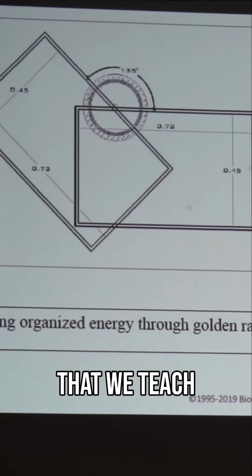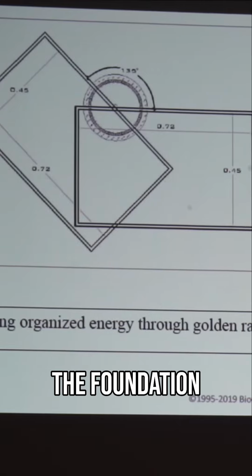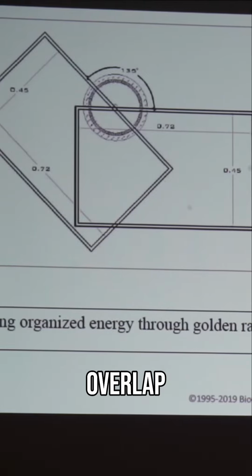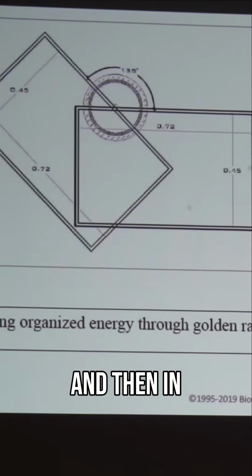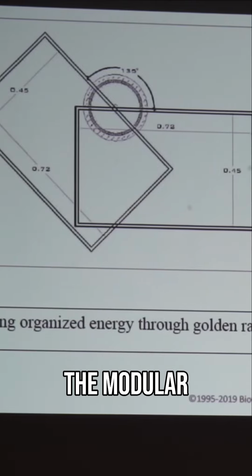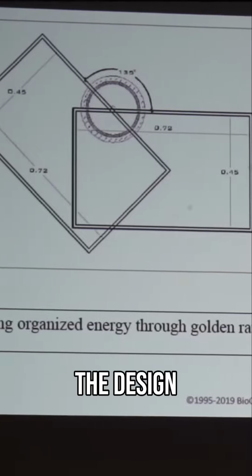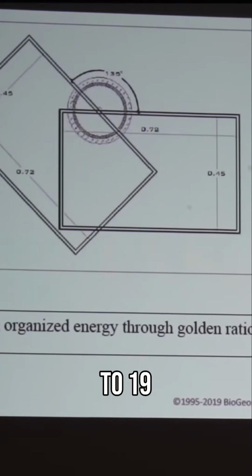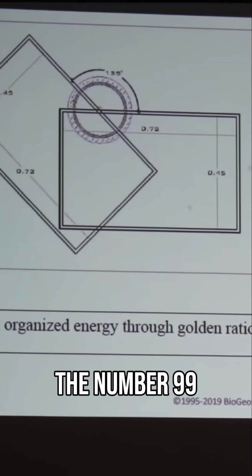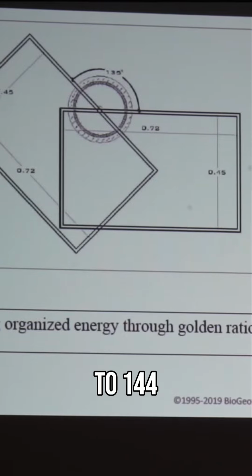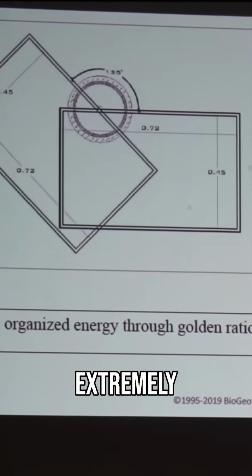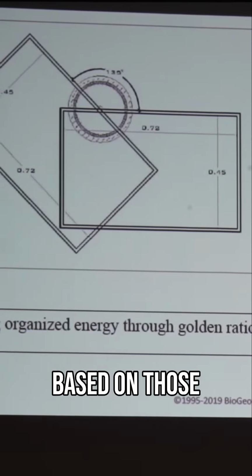And there's a system that we teach in the foundation training about how you can overlap and interact different shapes to create particular types of fields. And then in the advanced training, we teach something called the modular system. The modular system is the way that you can build in certain vibrational numbers into the design, like the number 16 to 19, or the number 99 to 144. And you can then create extremely powerful vibrational harmonics based on those.